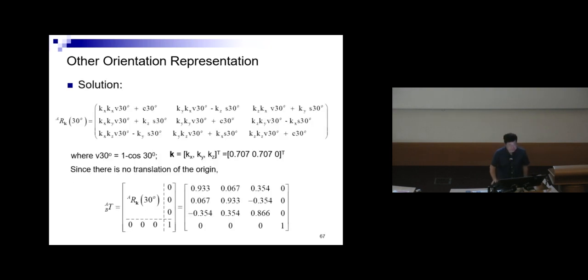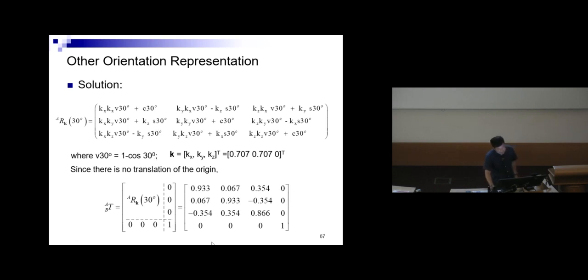So you do the same thing, rotate about AK by 30 degrees. You are given the matrix, and we are not going to derive it. You substitute in the values, and this is what you have. And then there's no translation of the origin, because the two frames are essentially still, there's no translation between the two frames. You have 0, 0, 0.